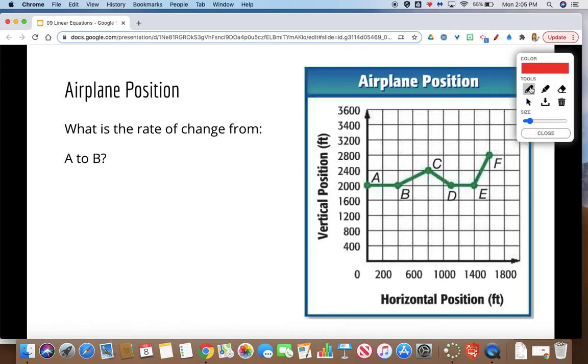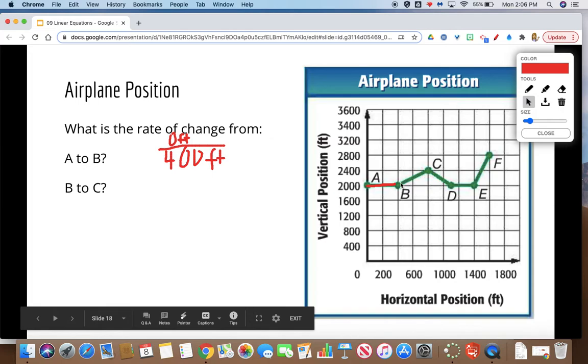We are actually staying, let's write this out here. So from A to B, we've traveled, each box is worth 200 feet here. So we traveled 400 feet horizontally. Did we travel any vertically? No, and I'm going to put vertical up top. So that vertical change is going to go up top. We traveled 0 feet over 400 feet horizontally.